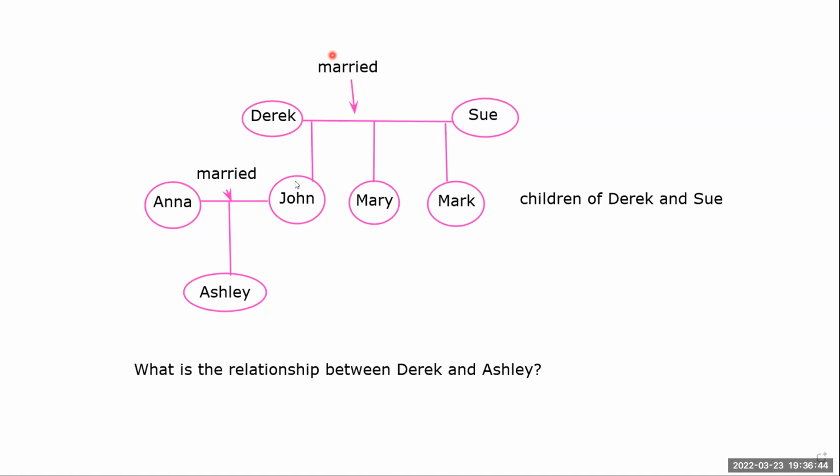What is the relationship between Mary and Ashley? Aunt. Right, because John, Mary, and Mark are all siblings. What about the relationship between Anna and Mark? Sister-in-law. Great. And the relationship between Anna and Sue?